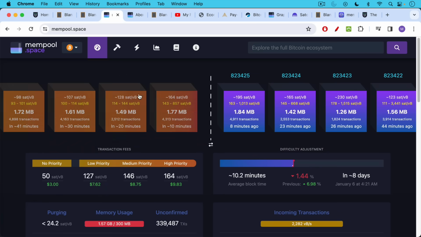So that's a rough tour of the front page here. There's lots of nice stuff on here, including the Lightning Network, etc., which we may talk about at a different time. But what we're going to focus on really today are these transaction fees for transactions that are sitting in the mempool.